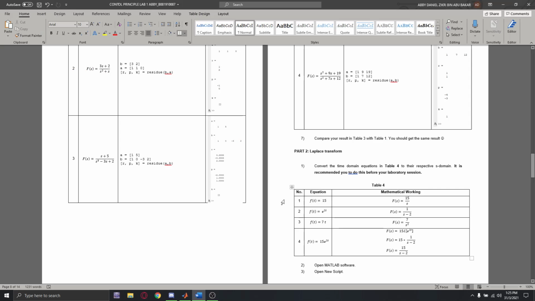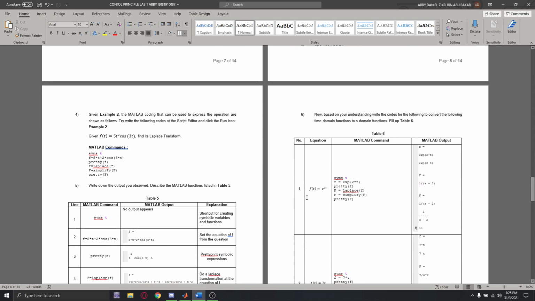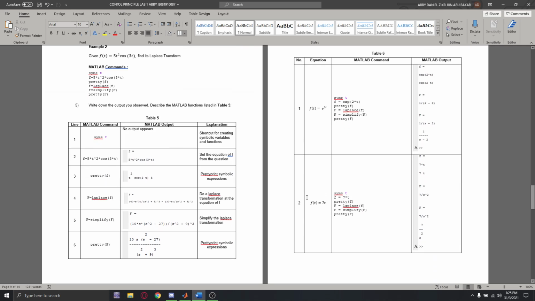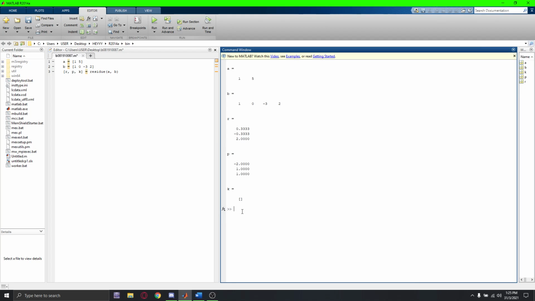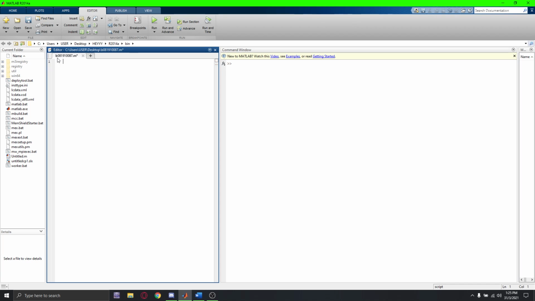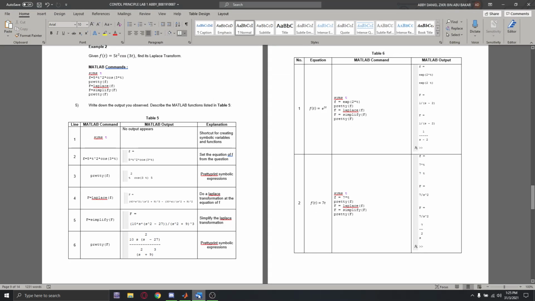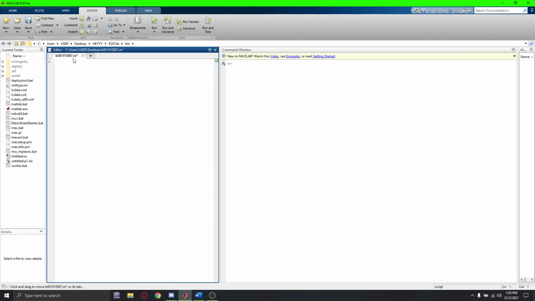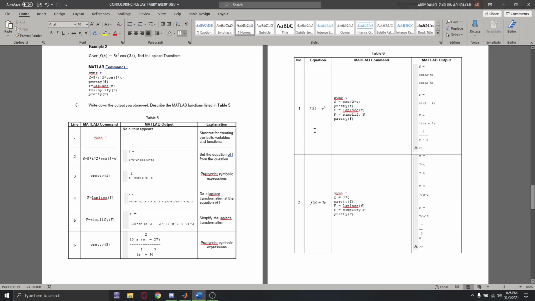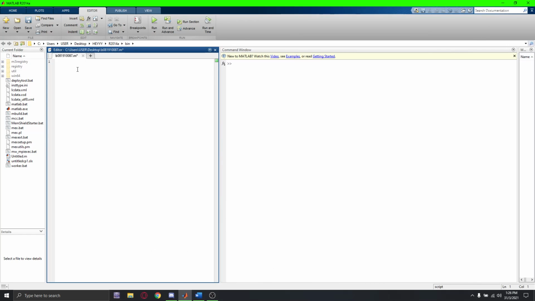Okay. For part 2, which is Laplace transform, I will use question number 2 for the example. So for the first step we will use sym t. The function of sym is to make a shortcut for the variable. So as you can see in the question, we have variable t, so we will make a shortcut for variable t.